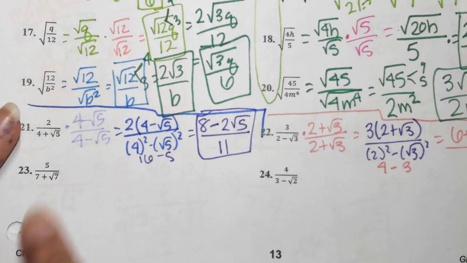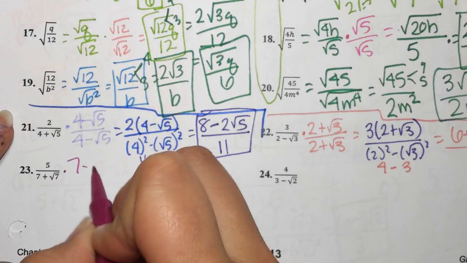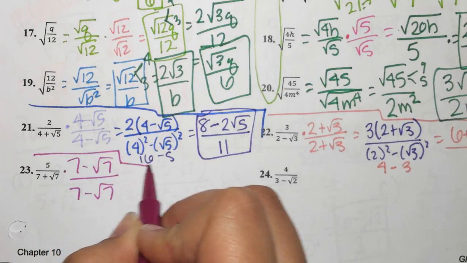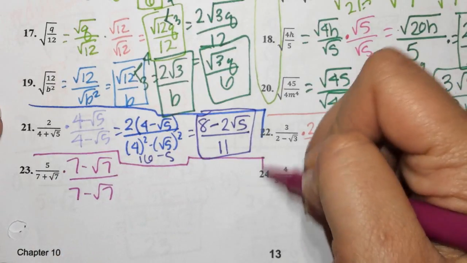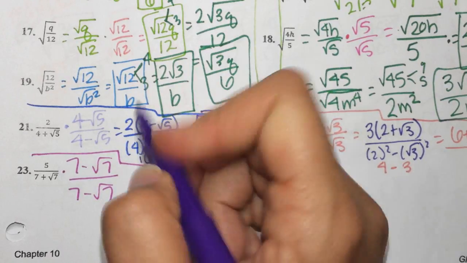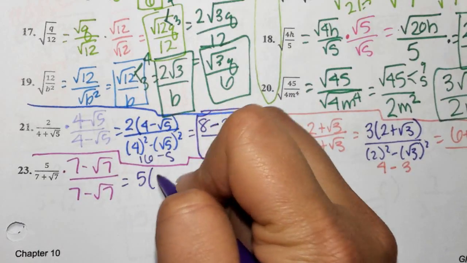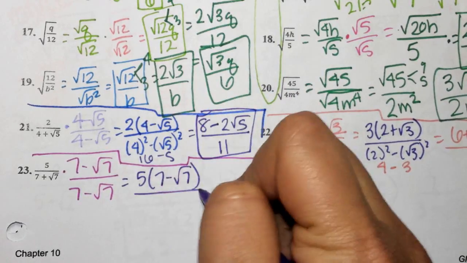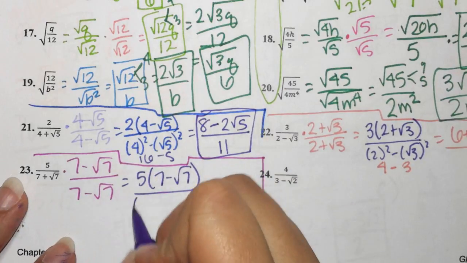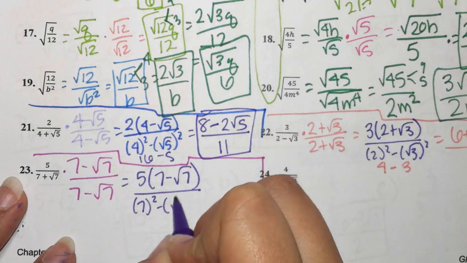All right, number 23, we need to multiply it by 7 minus the square root of 7, divided by 7 minus the square root of 7. Now, why am I multiplying it by the minus? Because it's the opposite. You have to do the conjugate. Fantastic. All right, and now I'm going to write it as 5 times 7 minus root 7, divided by what? 7 squared.